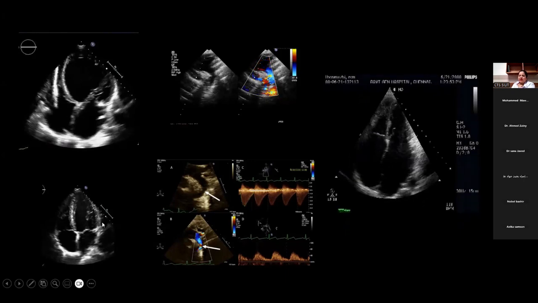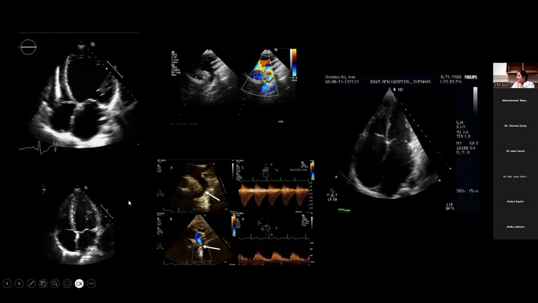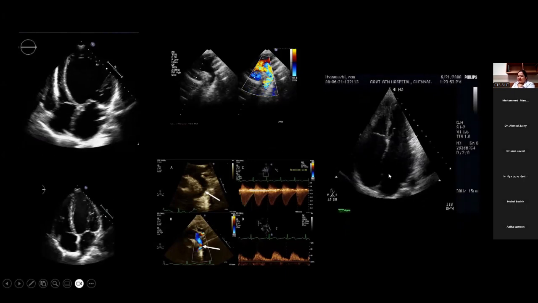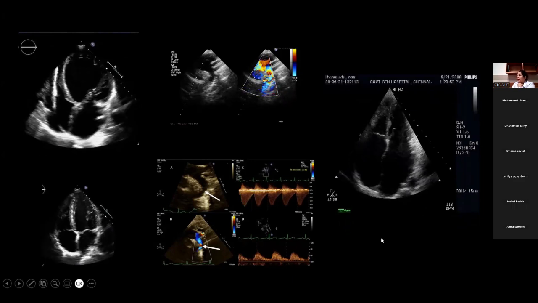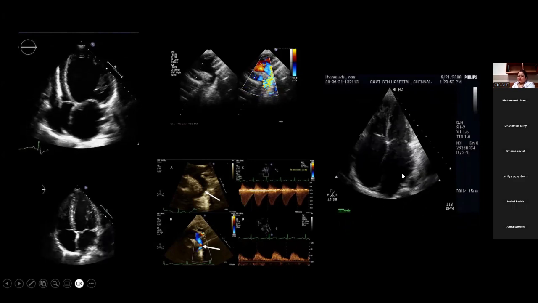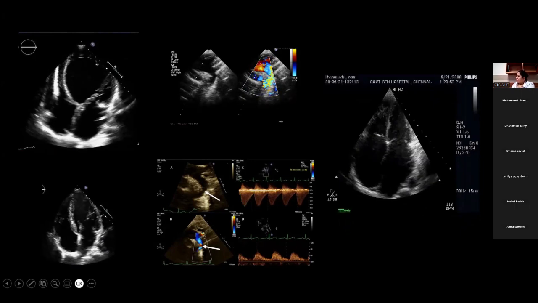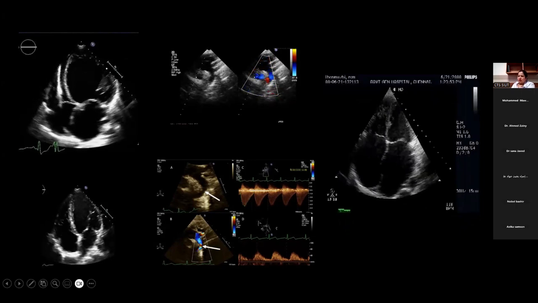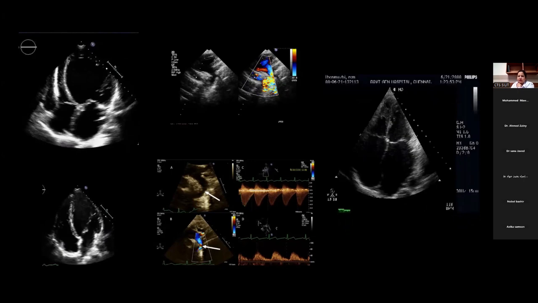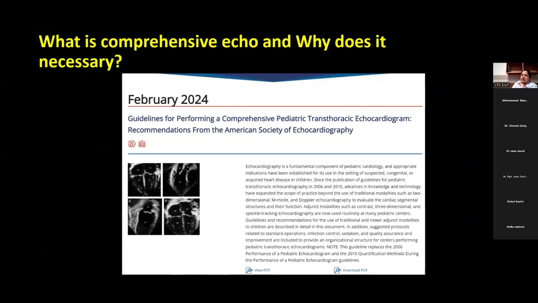Similarly, if you know what the normal image looks like, you can easily identify that this is not normal, and the atria are giant atria. There is something going on, and we know that it looks like a restrictive cardiomyopathy, and then we have to move accordingly. So, what is a comprehensive echo, and why is it necessary?